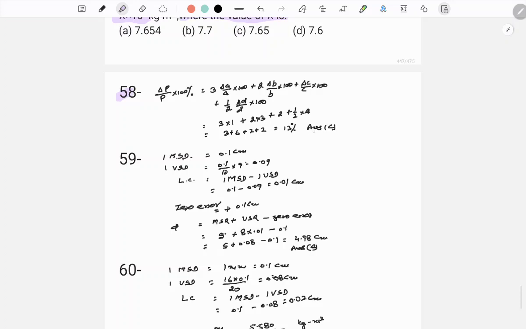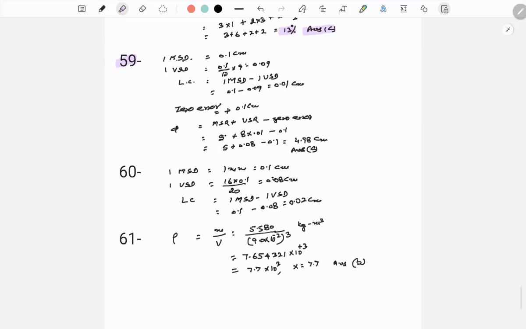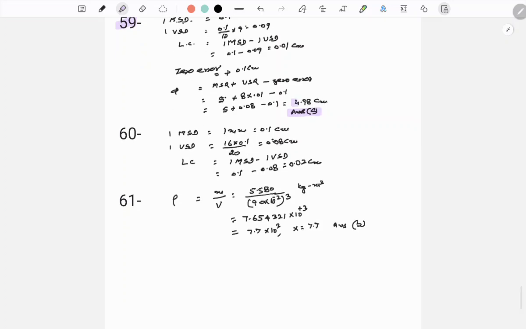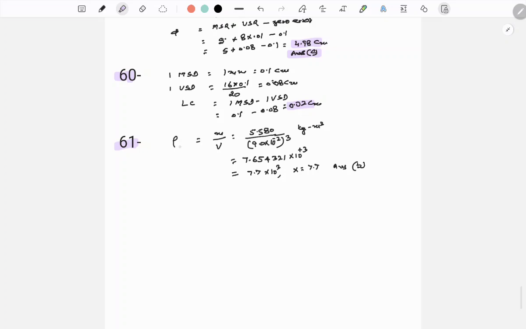58th. Percentage error in P is 13%, answer is C. 59. Dia is 4.98, answer is C. 60th, least count is 0.02 centimeter. 61, x is 7.7.